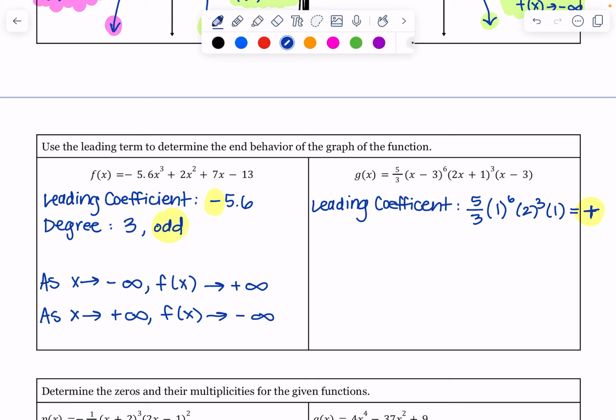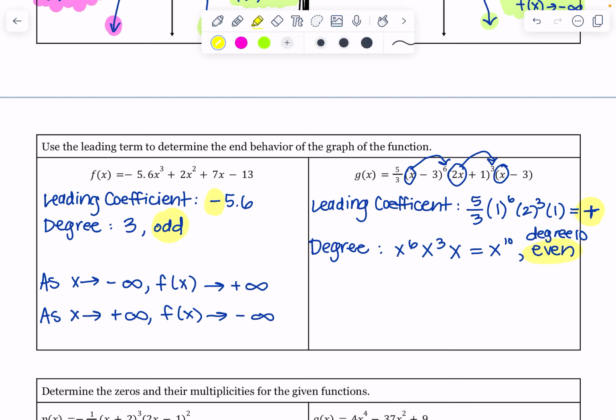Okay, the degree is a little bit tricky. When we're just looking at this, we could multiply it out, or we could say, okay, we have x to the 6th, and we have 2x, but let's just consider x to the 3rd, and then we just have an x here. So when we multiply that out, x to the 6th times x to the 3rd times x would be x to the 10th, or even. So our degree 10 is even. And again, we just care about even and odd. We could multiply all that out.